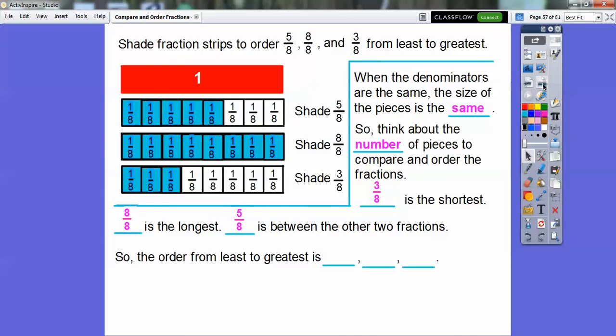All right, so let's order from least to greatest. Okay, so the least is this 3/8 right there. And the one that's in between is the one on top right here, the 5/8 right there. And the 8/8 is the biggest of the three.